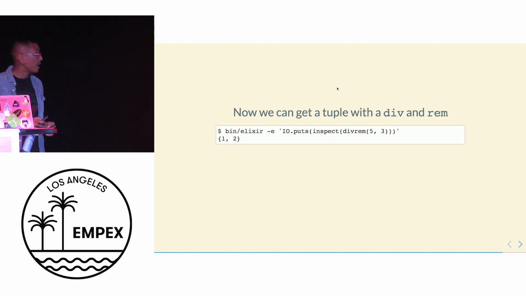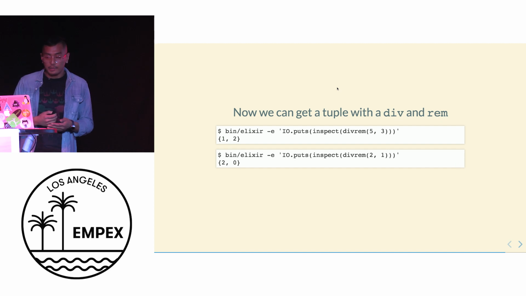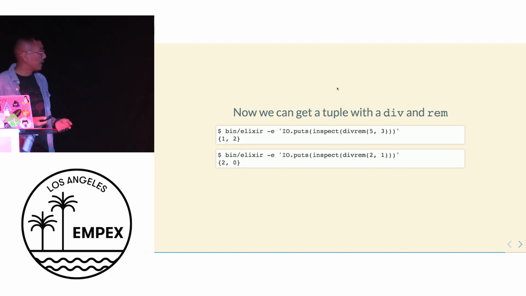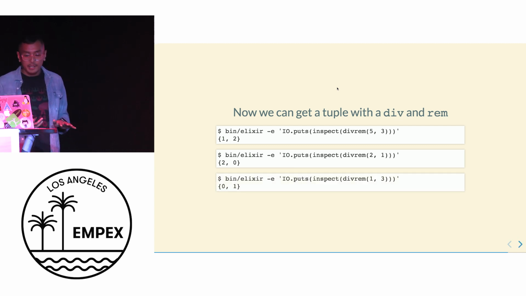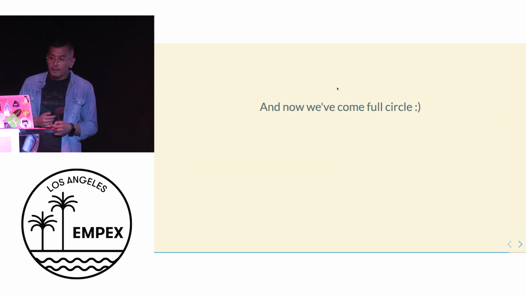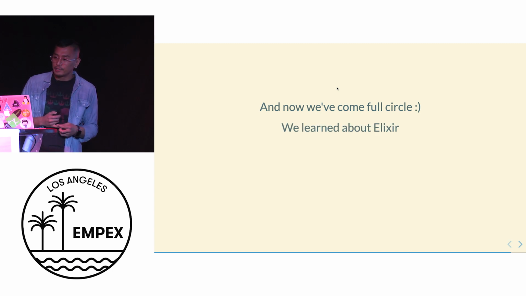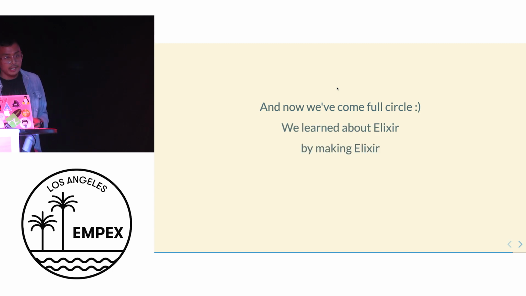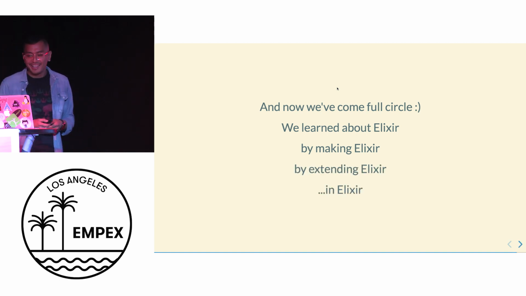So here, after we've done all that, you could actually run this. We're having div rem run 5 divided by 3, and we'll also get the values of 1 and 2. Same thing for 2 and 1, same exact example, same exact type of data that I would expect. It looks pretty good. I'm happy with this. So we've come full circle. We learned about Elixir by making Elixir, by extending Elixir in Elixir.